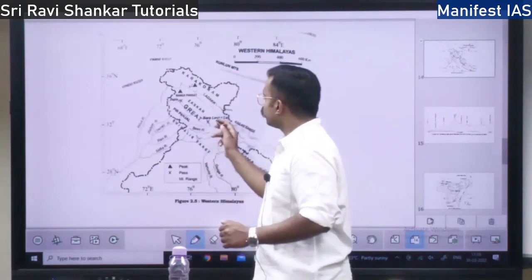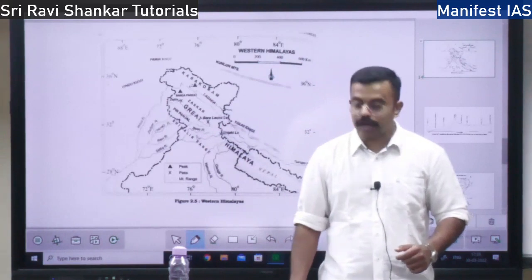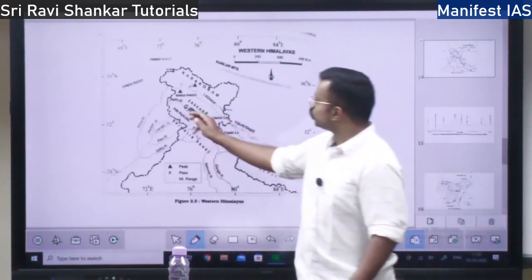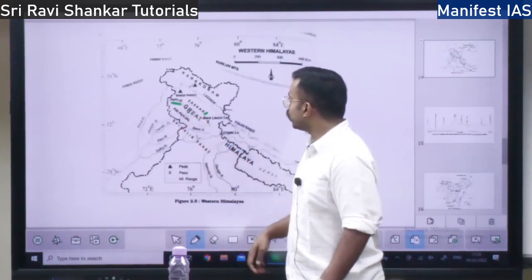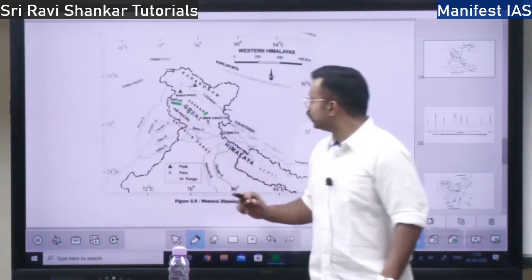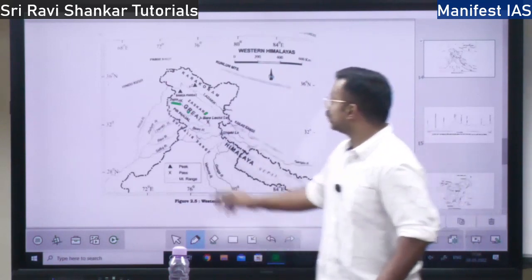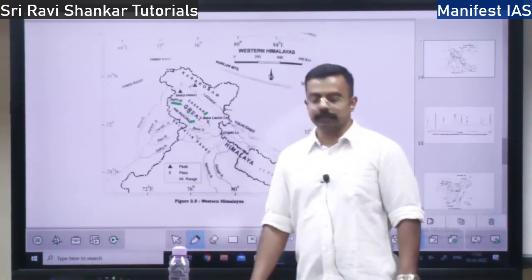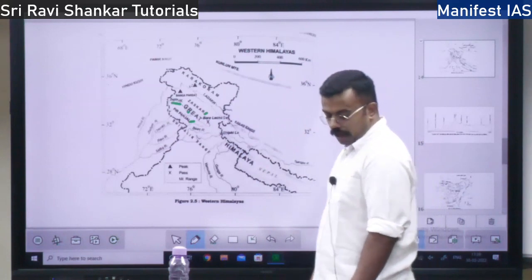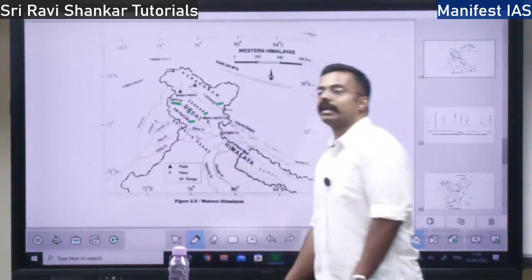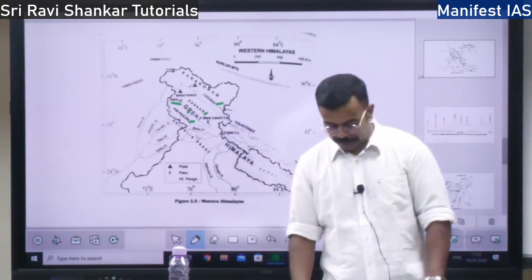So next you have the Potula Pass. Potula Pass is on Zaskar Range. See, here is Zojila on Greater Himalayas. Potula is not shown. Then what is next? Banihal Pass. Banihal Pass is on Pirpanjal. Then last one you have Kardungla Pass. Kardungla Pass is on Ladakh Range.